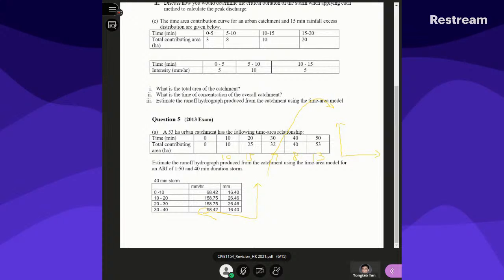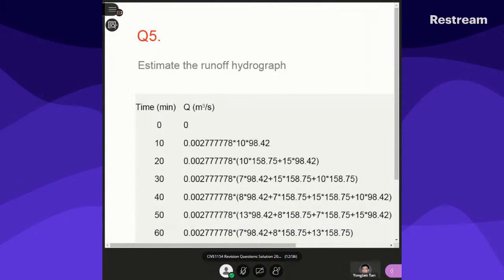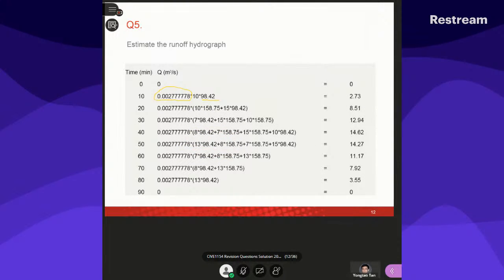Now the solutions for these questions is here. Of course, first you need to get the contributing area. In these questions, the conversion factor of the unit is this one. So at time 10 minutes, the contributing area is 10 hectares, and also the intensity is this one. For time 10 to 20 minutes, the contributing area is 10 and 15, and these are the corresponding rainfall intensities.